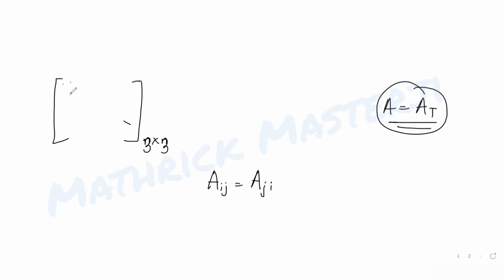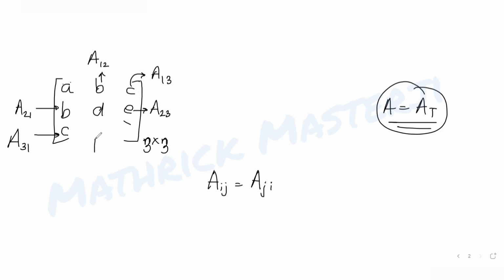So it should look something like this if I show it to you. A, B, C. B is the element in the first row and second column, A1,2. So it should be equal to A2,1, which is second row and first column. So here you should have B. Here, this element is A1,3, first row and third column. So A3,1 should be the same as that, and this should become C. Similarly, let's say this is D, and this is E. E is in the second row and third column, so the opposite of that, A3,2, will also become E. And the last element is F. So this is basically our symmetric matrix.